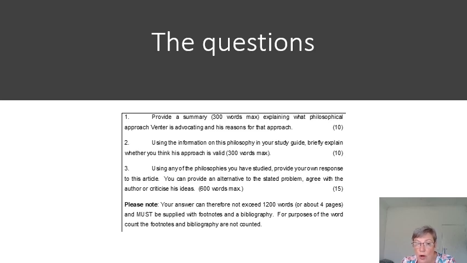So the point is, your answer cannot exceed 1,200 words, or about 4 pages, and must be supplied with the footnotes and bibliography. But for purposes of the word count, the footnotes and the bibliography are not counted. And that's a very, very smart trick to use. You will see on the model answer I will post this morning for assignment 2, you can see how you can use that to your advantage. You can actually make your answer longer by using the footnotes smartly.